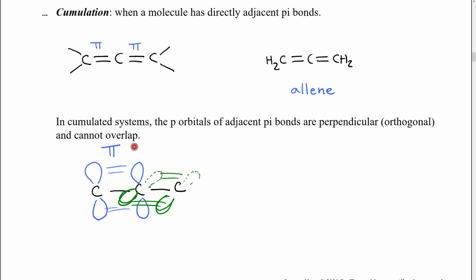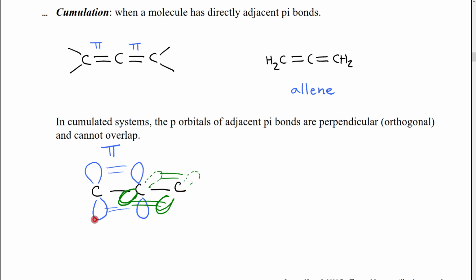However, I do want to note that in cumulated systems, the p orbitals of the adjacent pi bonds are perpendicular to each other and they can't overlap. So we have this left-hand pi bond being made from one p orbital on the central carbon, but the central carbon has a steric number of only 2, so it's only sp hybridized. So it has a second p orbital, and it's that second p orbital, perpendicular to the first, that overlaps with the p orbital on the other side to form the second bond.